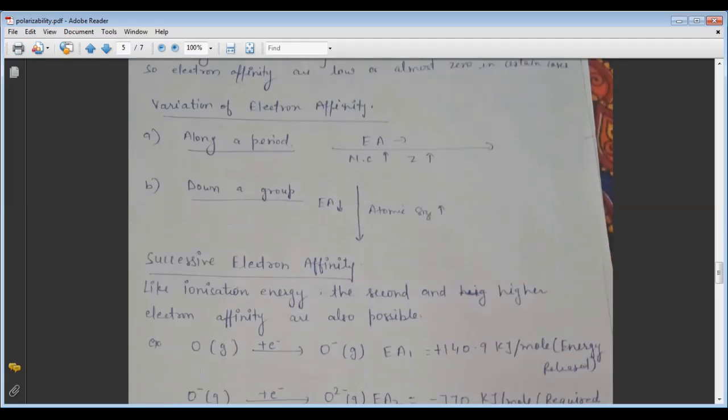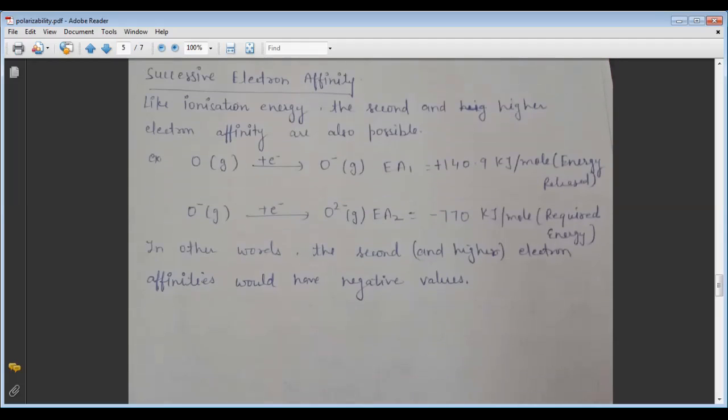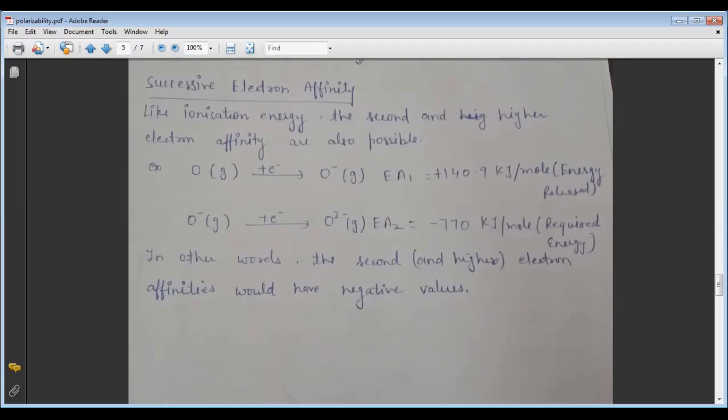Now this is the successive electron affinity, and in the ionization potential it is the successive ionization energy. So now come to the successive electron affinity. Like ionization energy, second and higher electron affinities are also possible. Clear? So here is the example of oxygen in gaseous state plus an electron giving the oxygen anion, O negative. Firstly the electron affinity is positive, plus 140.9 kilojoule per mole.